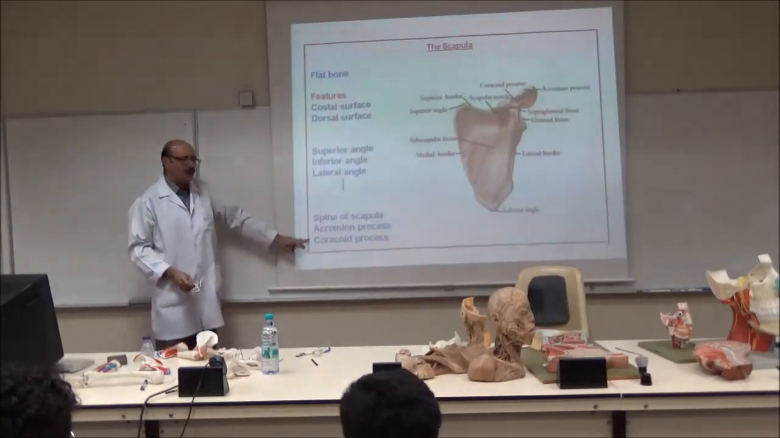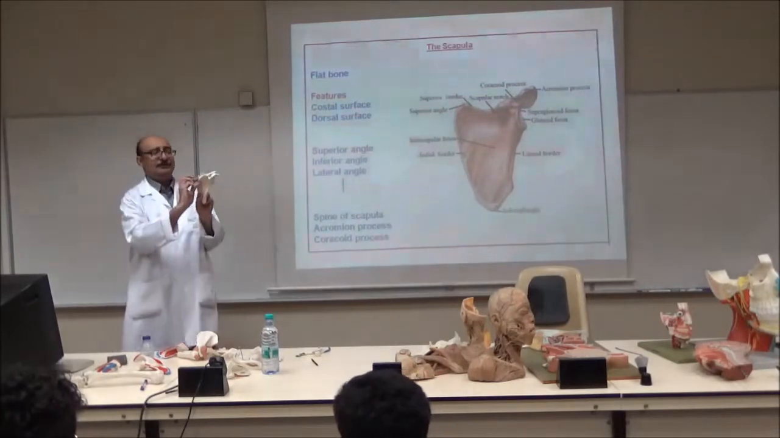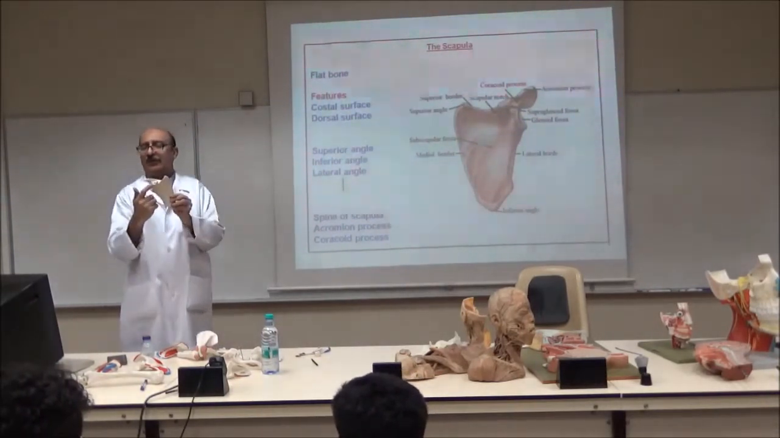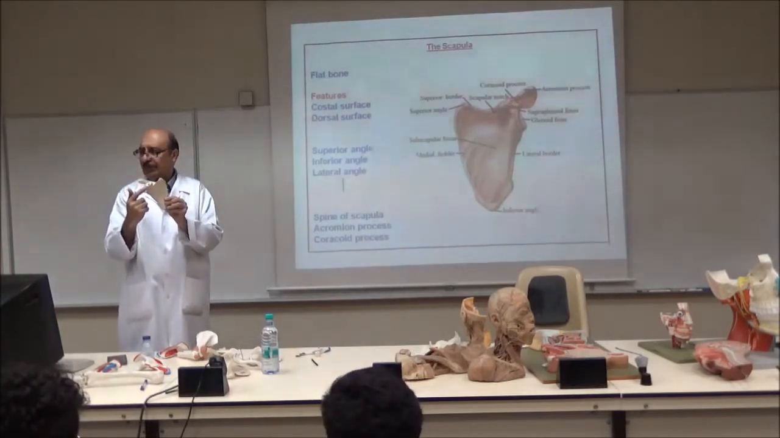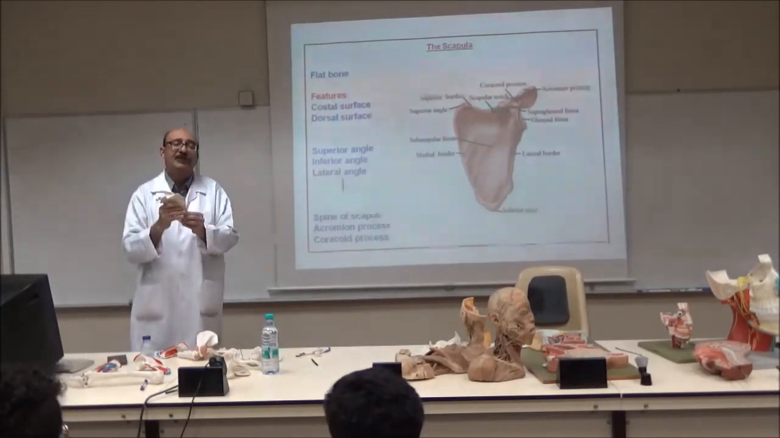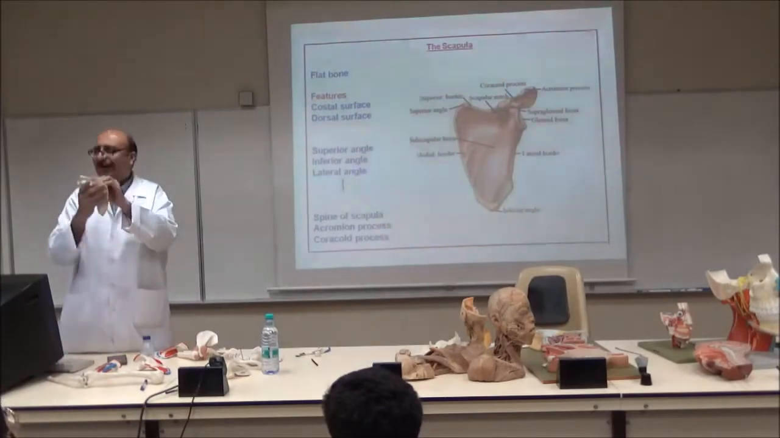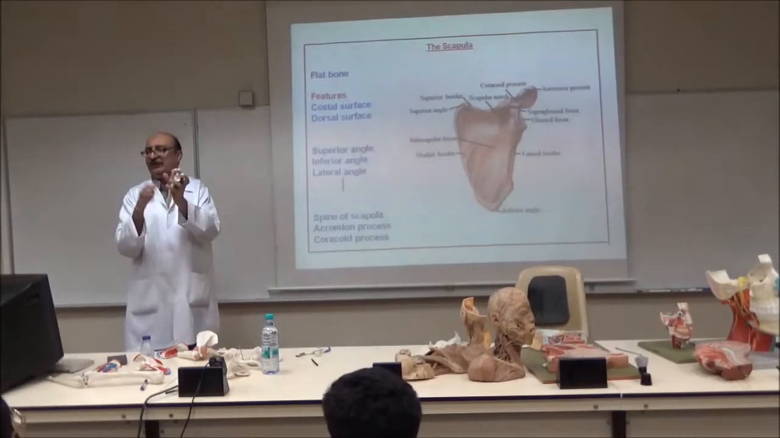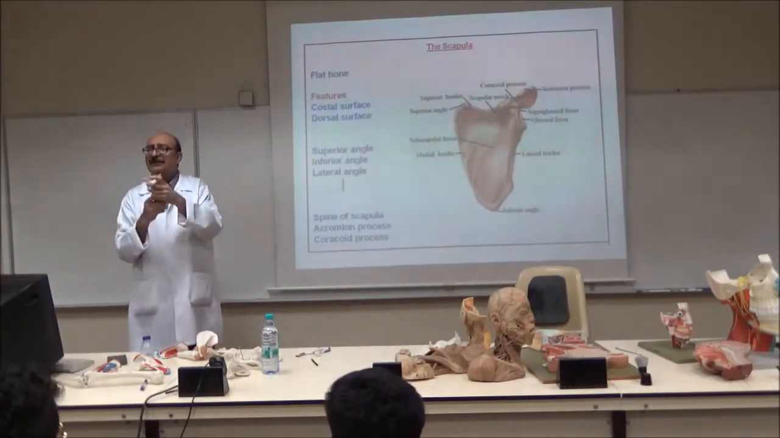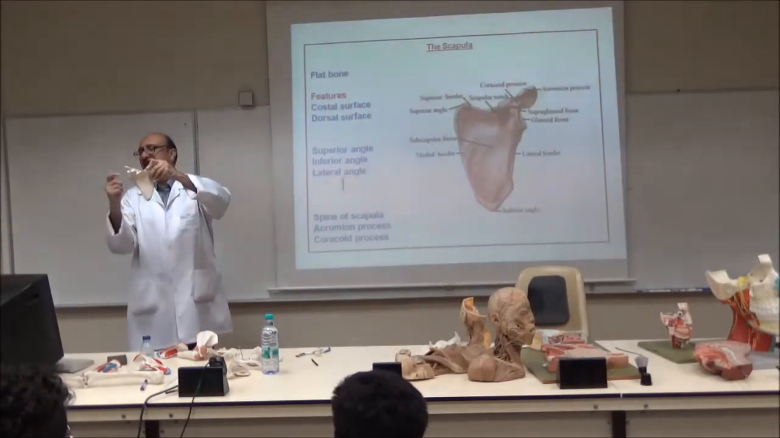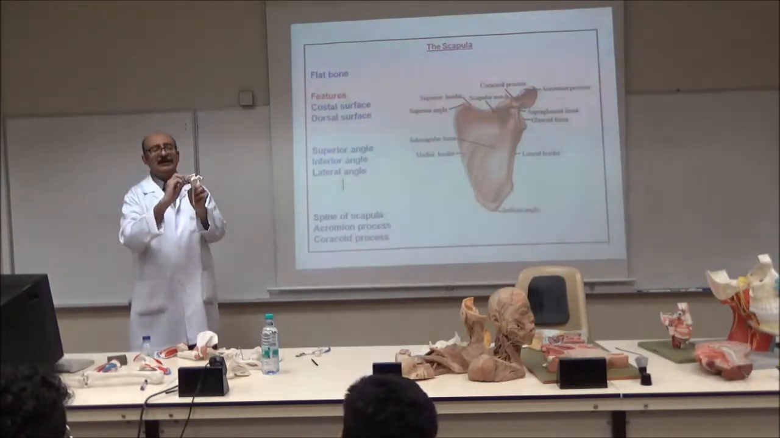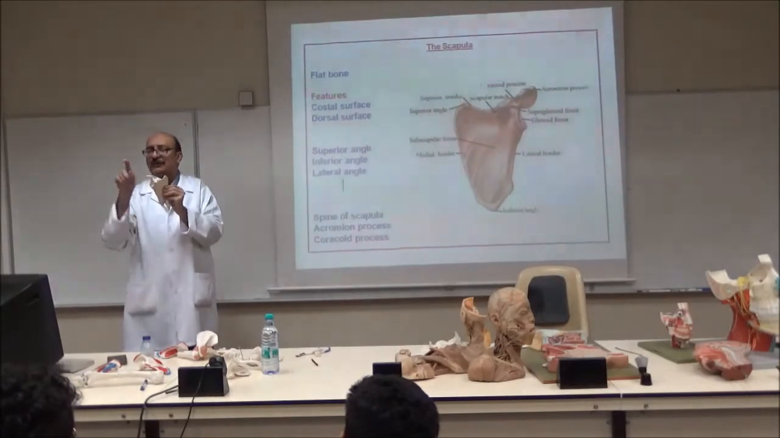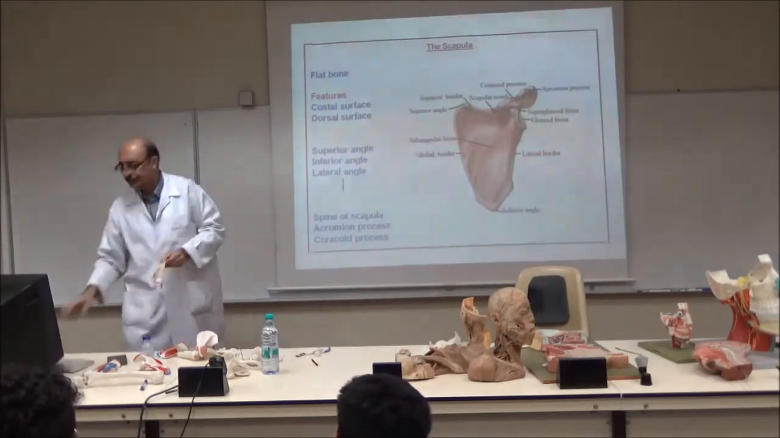Spine, acromion, coracoid. Good? Again, two surfaces, front and back: costal and dorsal. Three angles: superior angle, inferior angle, lateral angle. The spine with the acromion process, and the coracoid. Like this is the coracoid.